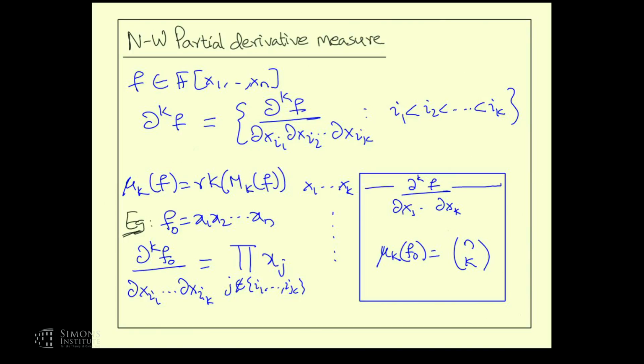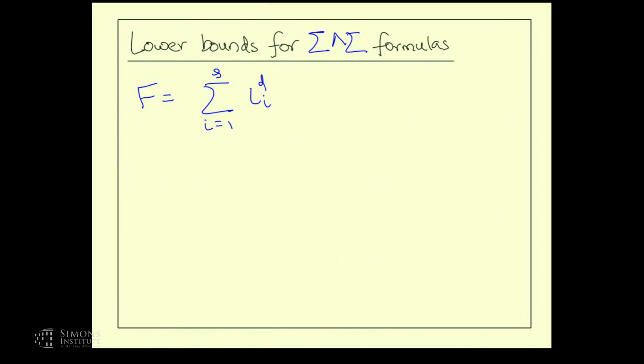All right, good. So that's a simple example, but you can do it for other things. So that's our complexity measure, and now let's use it to prove lower bounds again. Our model of computation is that we are taking sums of powers of linear functions. And now we want to prove that our complexity measure has the right properties.